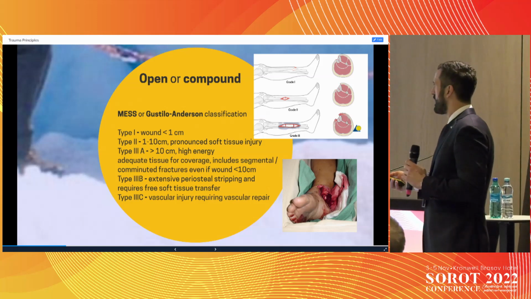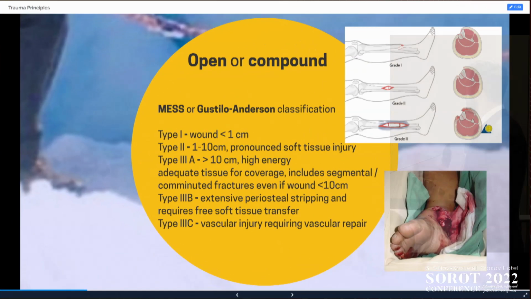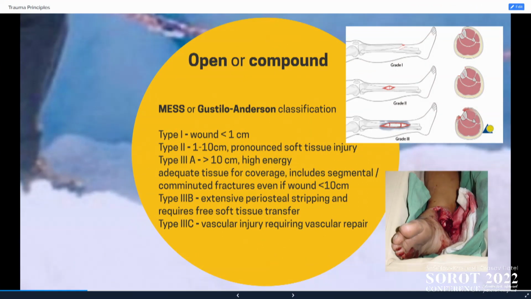Fairly easy. Grade 1 is that the skin wound is less than 1 centimeter. Type 2, 1 to 10 centimeters. And then type 3 is when the skin wound is longer than 10 centimeters with different levels of soft tissue injury.